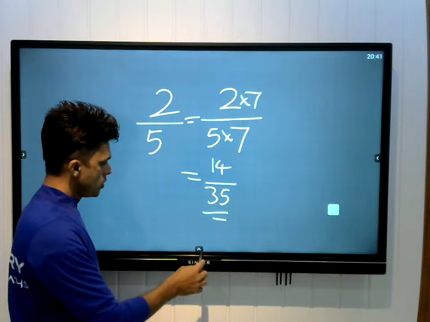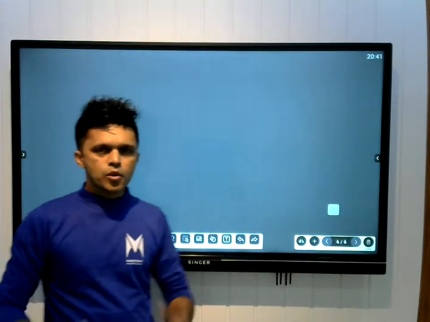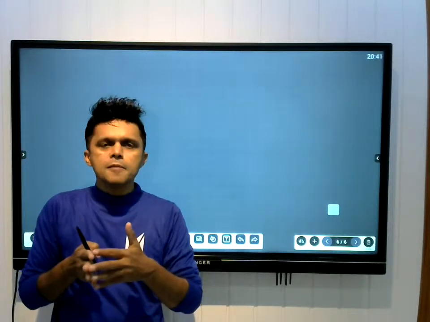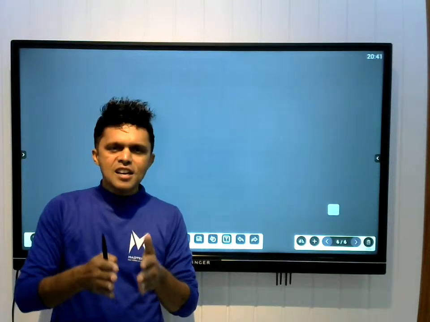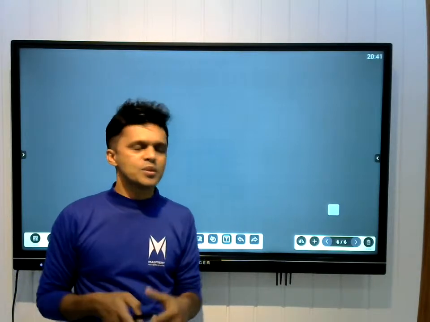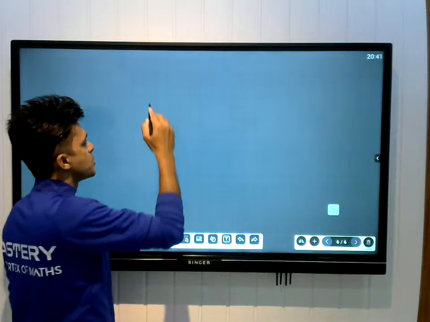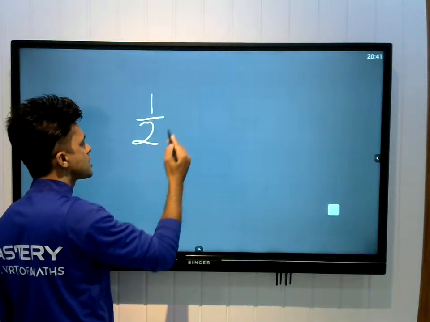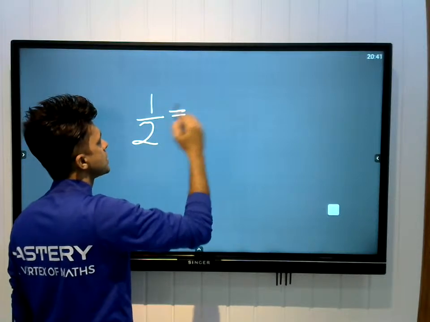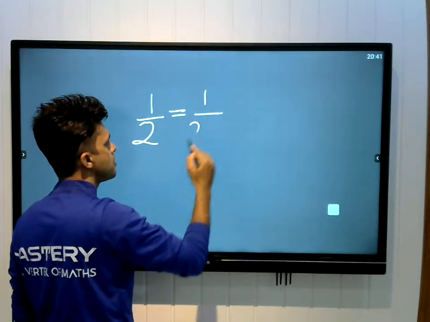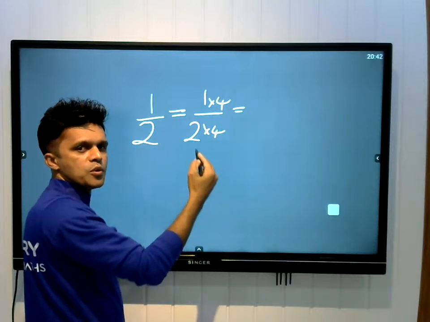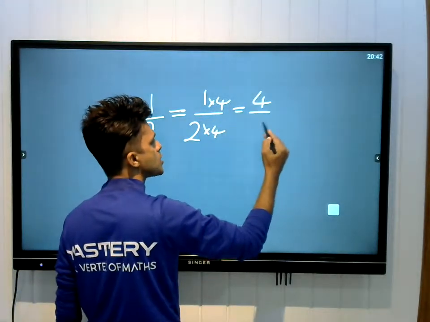Okay, so you can now write equivalent fractions. Equivalent fractions are related with what? Ratios. Equivalent ratios. Let's write an equivalent fraction to half. Both sides can be multiplied by 4. So 1 times 4 is 4. 2 times 4 is 8.